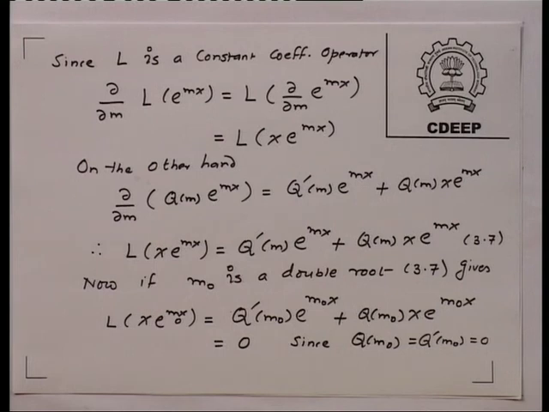So what are we saying? We are computing del del m. There are two variables, x and m, and we are differentiating with respect to m. So del del m of L e to the power mx equals L times del del m of e to the power mx. And what is del del m of e to the power mx? x e to the power mx. That is the left hand side. What is the right hand side? On the right hand side we have del del m of q(m) e to the power mx, correct? That will produce two terms, correct? q prime of m e to the power mx plus q(m) x e to the power mx. So comparing these two, we are getting the equation 3.7, L of x e to the power mx equals q prime(m) e to the power mx plus q(m) x e to the power mx. Is this clear? 3.7 equation, where it comes from?